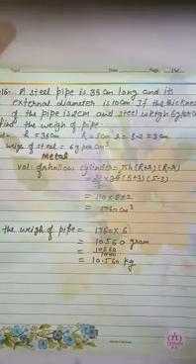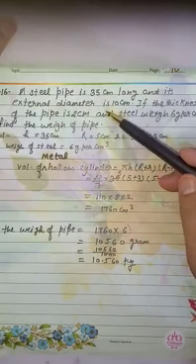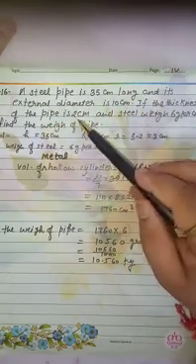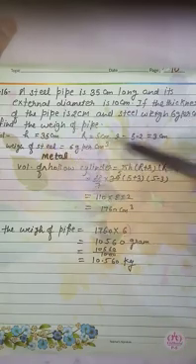Now question number 16, class. A steel pipe is 35 centimeter long. Its external diameter is 10 centimeter. Thickness is 2 centimeter. Steel weight is 6 gram per centimeter cube. Find the weight of pipe.